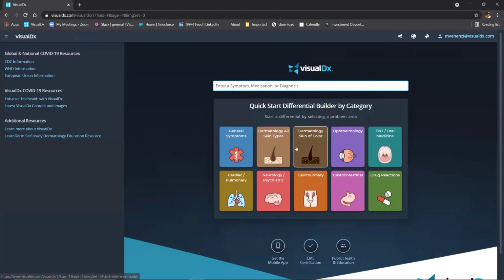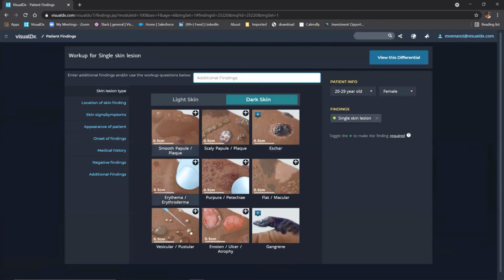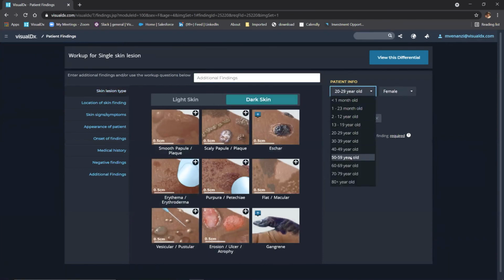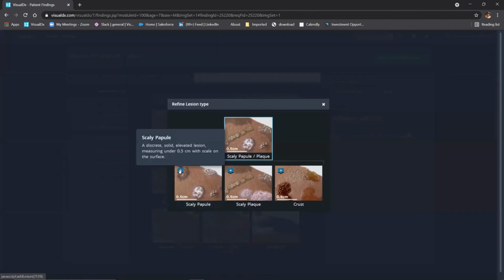The other approach to VisualDx is the forward-thinking approach where you're not quite sure what the diagnosis is, but you've got a chief complaint and you want to build off of that to ultimately create that differential. We've added a new feature on the center here where you can just select dermatology for skin of color. When I do that, I see a handful of chief complaints. So if I say it's a single skin lesion, I then can walk through and adjust the patient's age and gender at birth on the right-hand side, and then select the type of skin lesion. So what's great about this, you can actually get quick definitions of each of these skin lesion types.